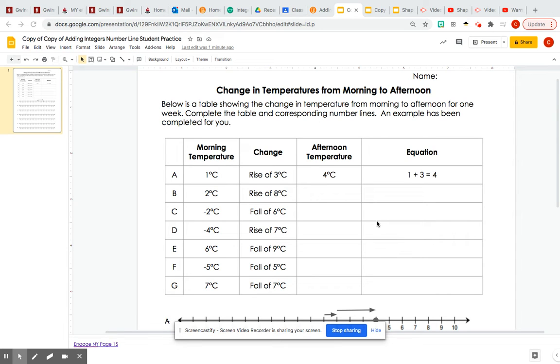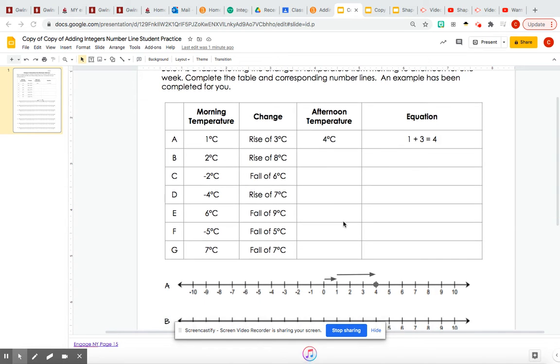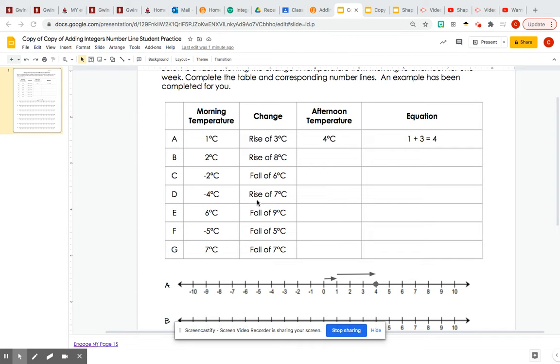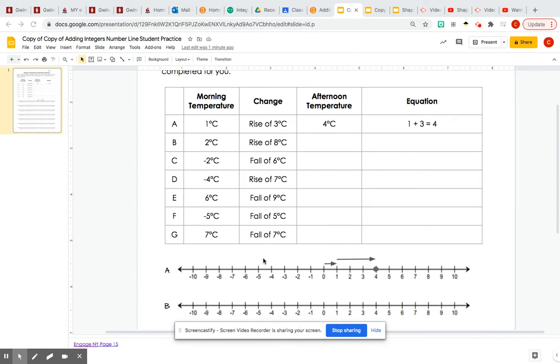Okay, so for today's independent practice, we're going to be dealing with changes in temperatures from morning to afternoon. So we have this whole table here, and I'm going to go over the example problem that they have for you so that we understand what's needed to be done.